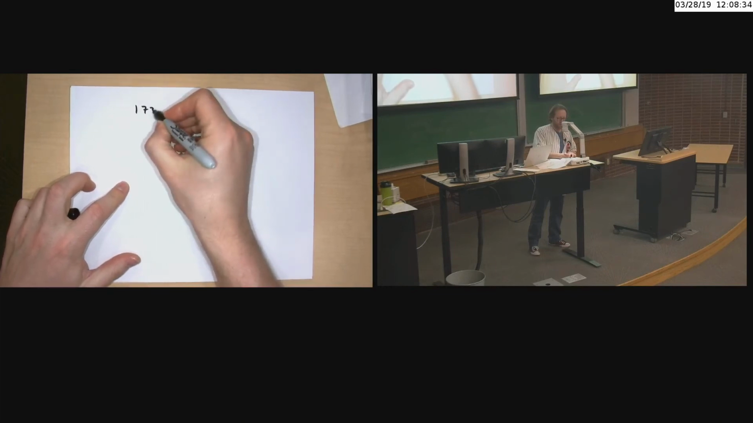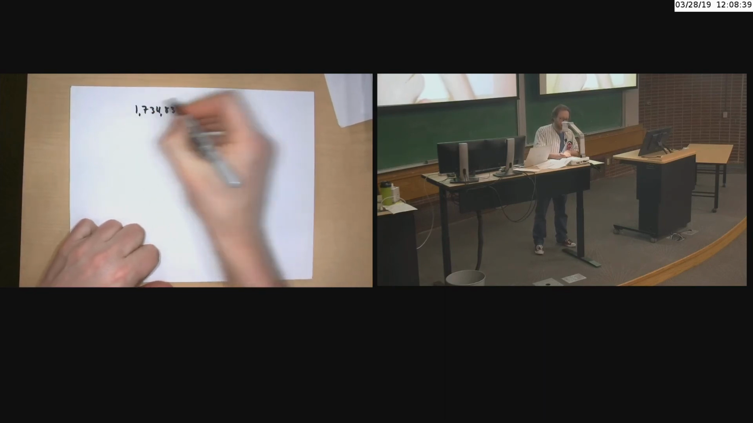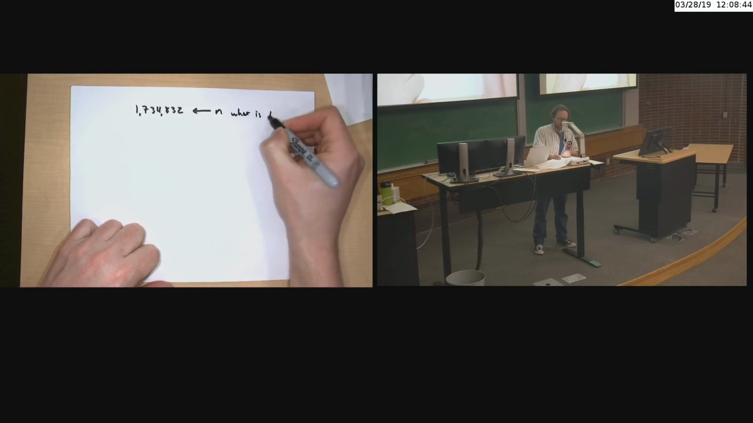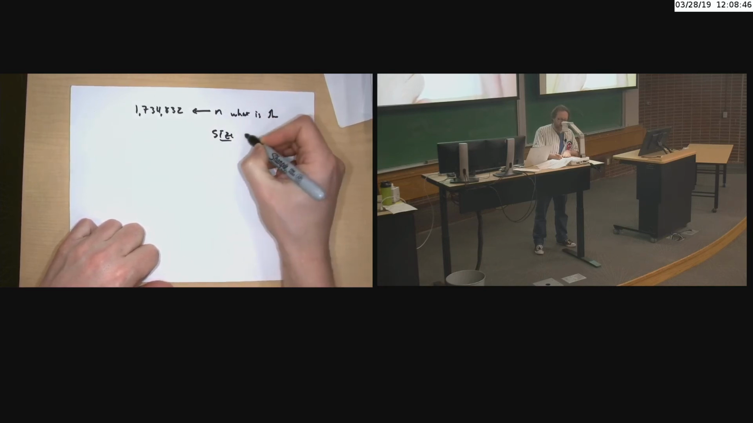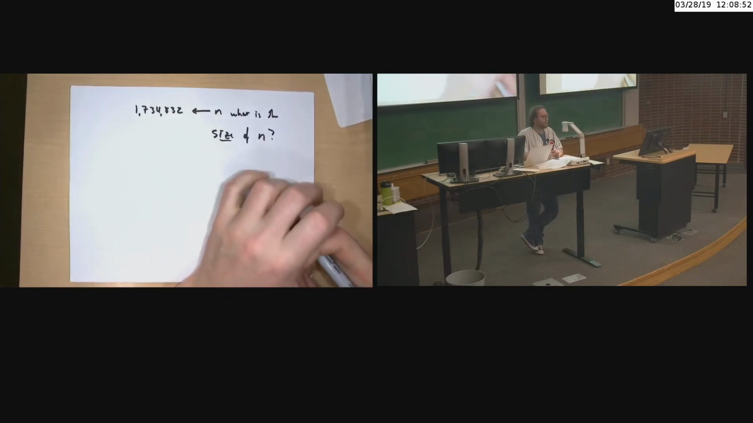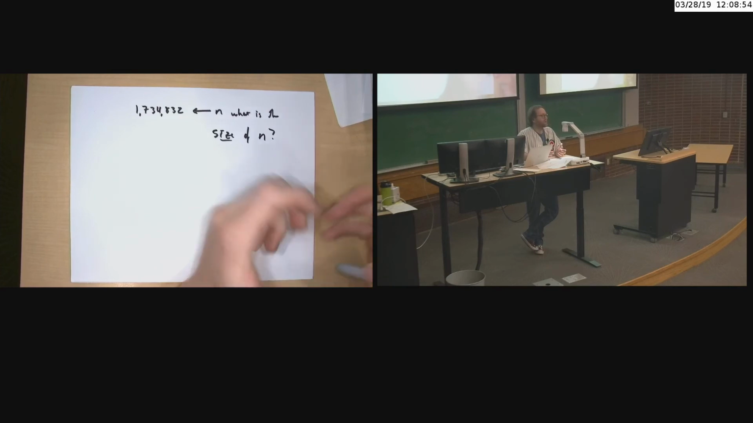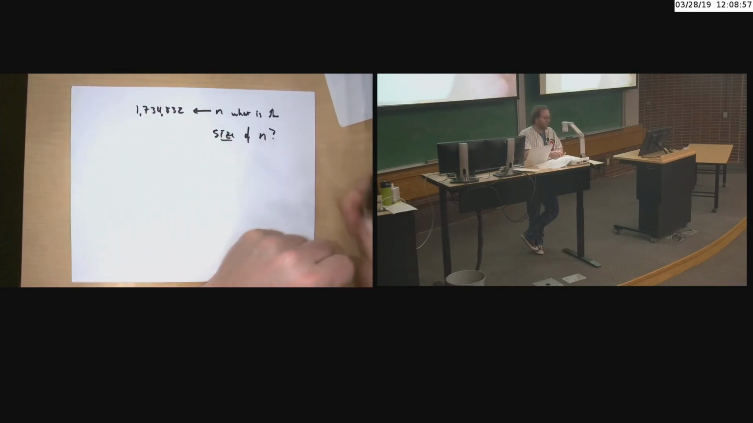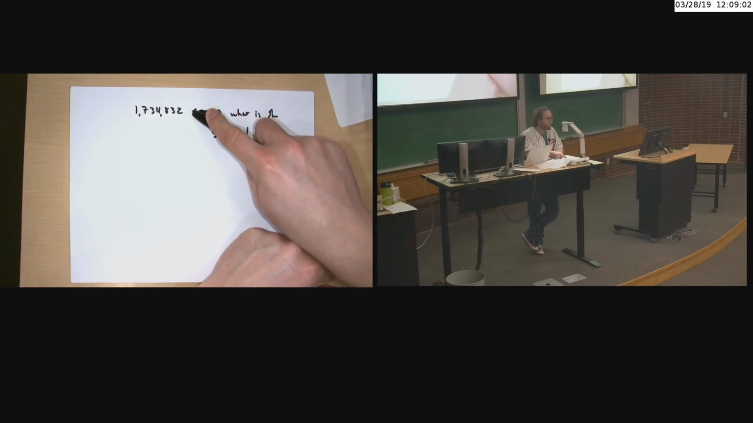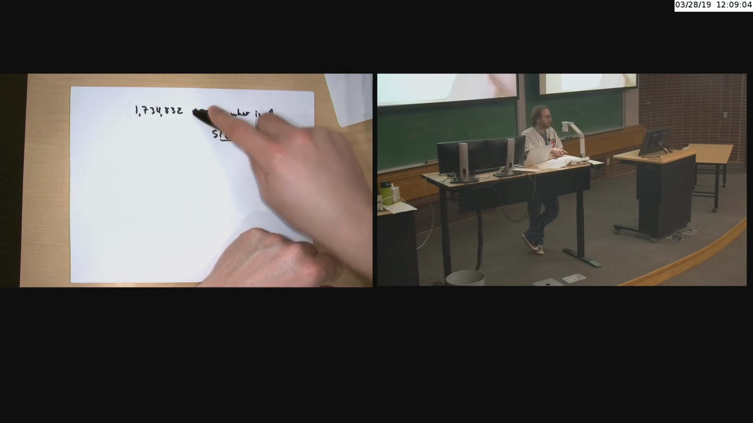All right. So here's my number, 1,734,832. Right? What's the size? This is n. What is the size of n? Right? And again, you have a number as input. You could find the largest prime number, or test if it is prime or composite, or test what is the largest prime divisor of this number, or factor it completely, or something else.